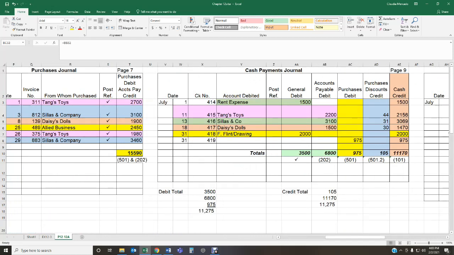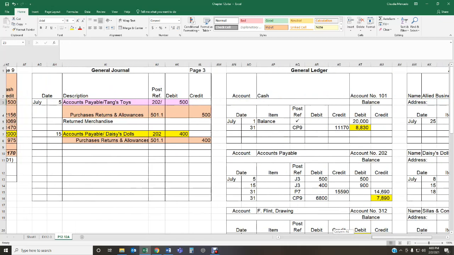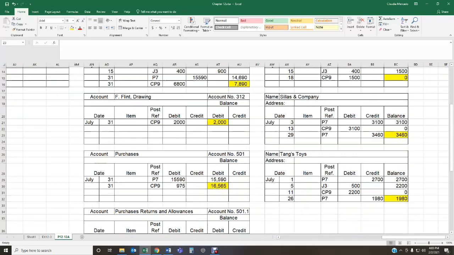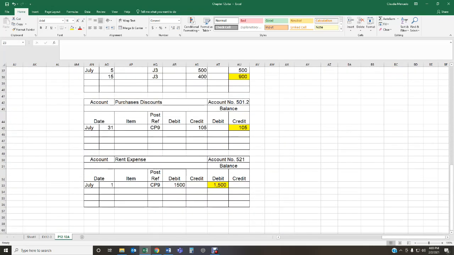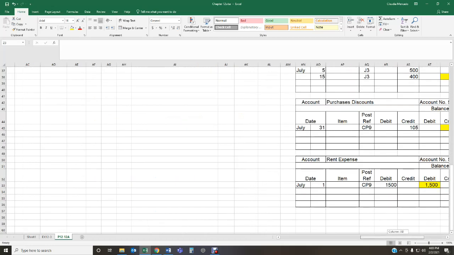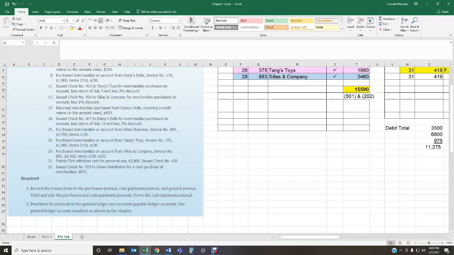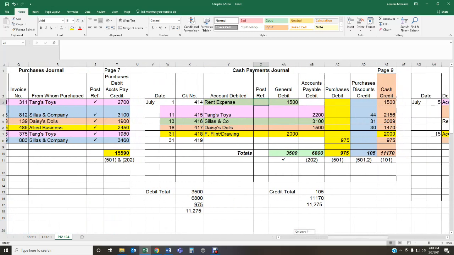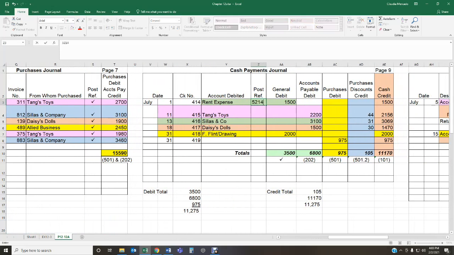Okay, so let's go ahead and look here. Where did we post our rent expense? Well, my rent expense was posted to General Ledger 521. So I'm going to go back and enter that information right here. 521. There we go.